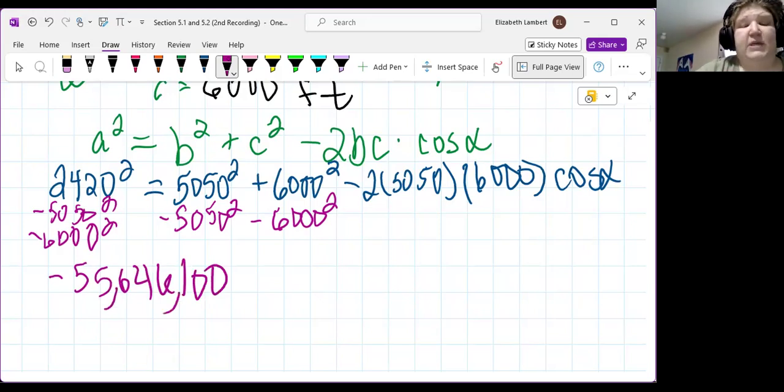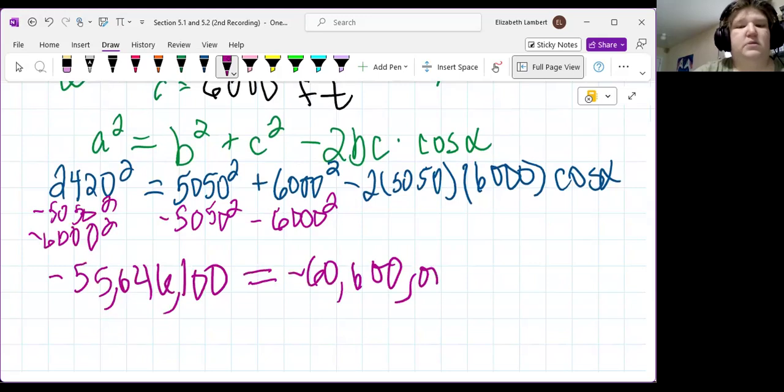negative 55,646,100 square feet equals, then I have negative 2 times 5050 times 6,000, negative 60,600,000 cosine alpha.